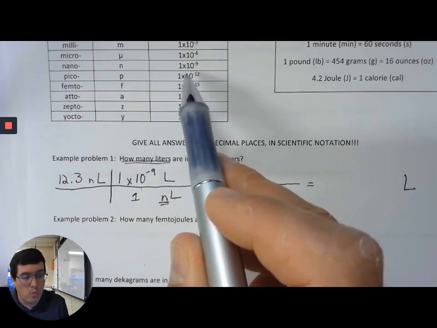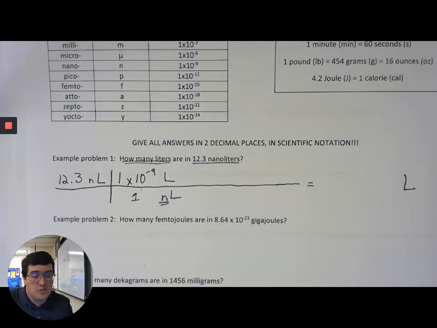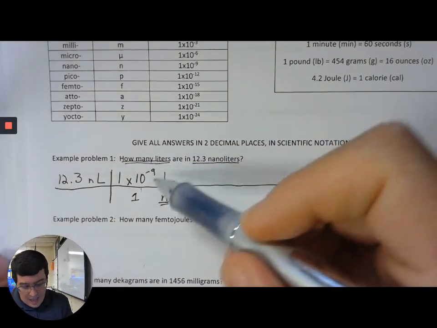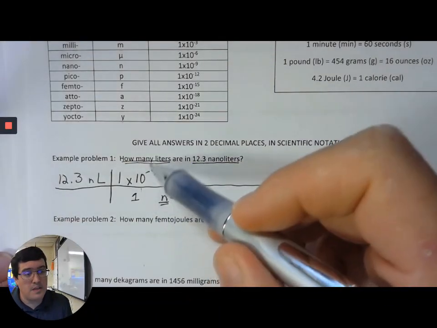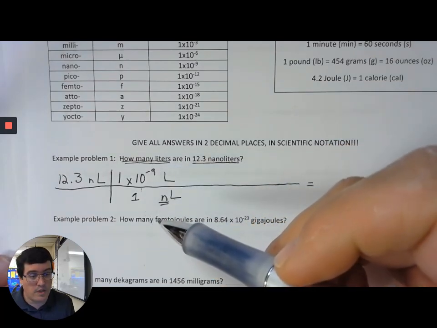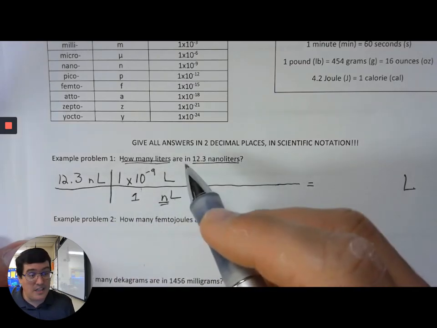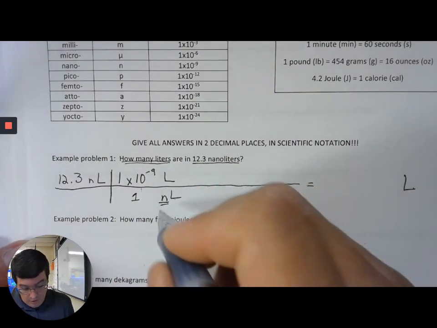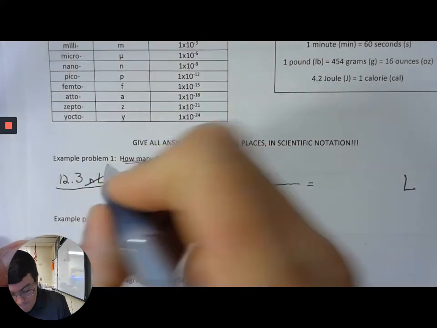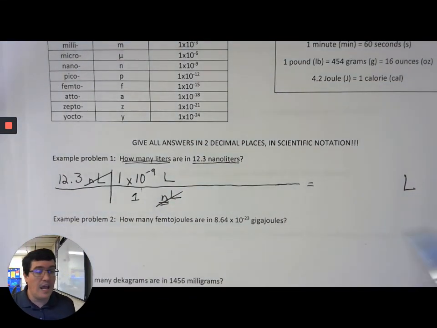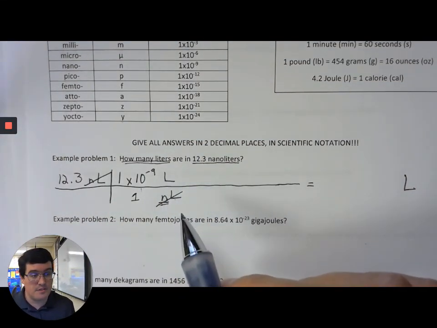Nano means 1 times 10 to the negative 9. So referring to what we did yesterday, I can put this fraction here because both of these things are equal to one another. Easy peasy. That's actually it for this problem because if you look, nanoliters cancels out. Boom, boom, gone, gone. And the only thing we're left with is liters.